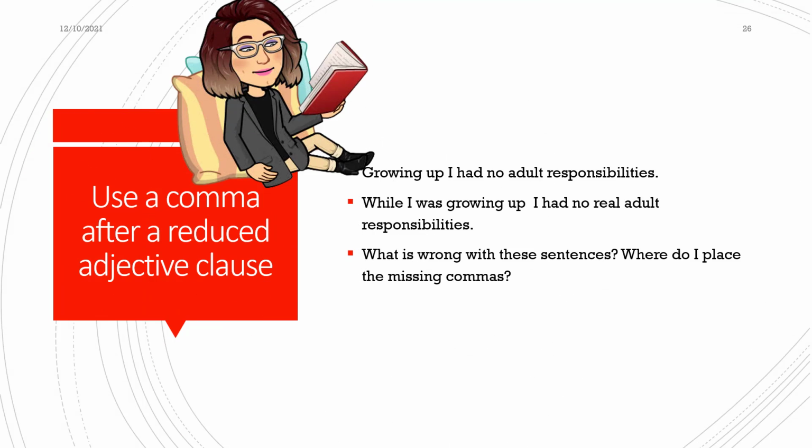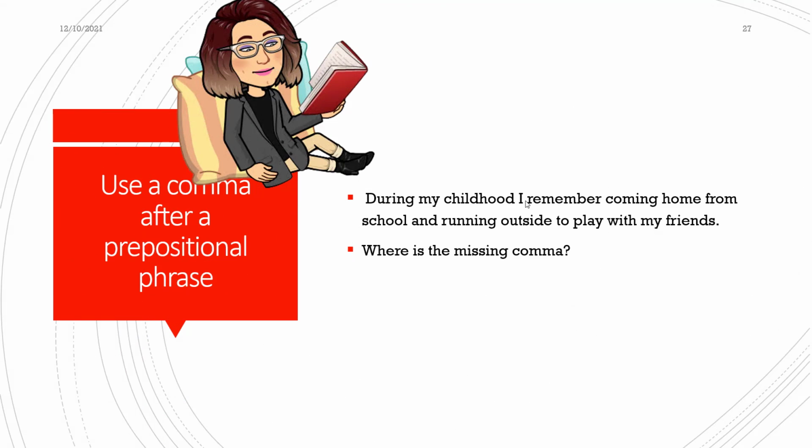Use a comma after a reduced adjective clause. So you would say, "Growing up," comma, "I had no adult responsibilities." "While I was growing up," comma, "I had no real adult responsibilities." So when a dependent clause comes in at the beginning of the sentence, then you have to have a comma. And so I think that's the week 7 quiz, in case you're wondering, that you need to go over.